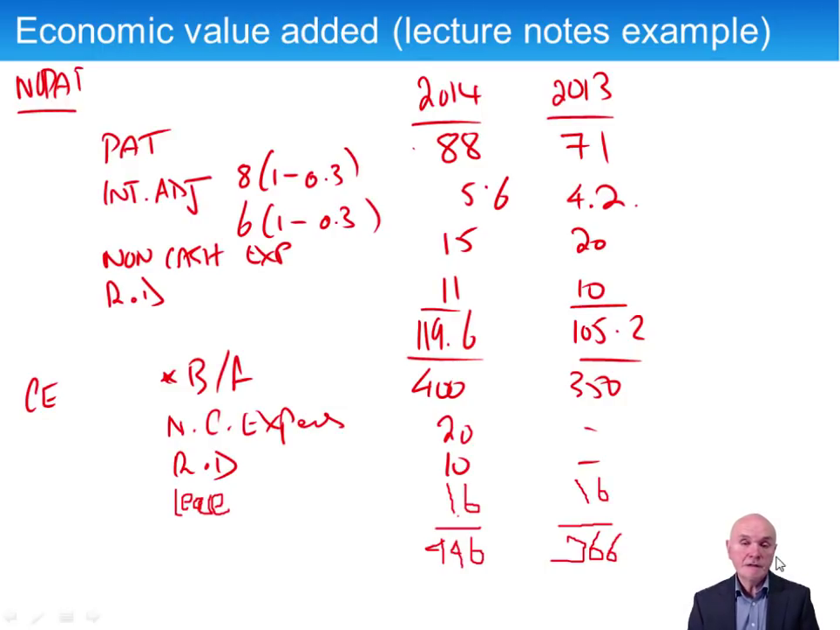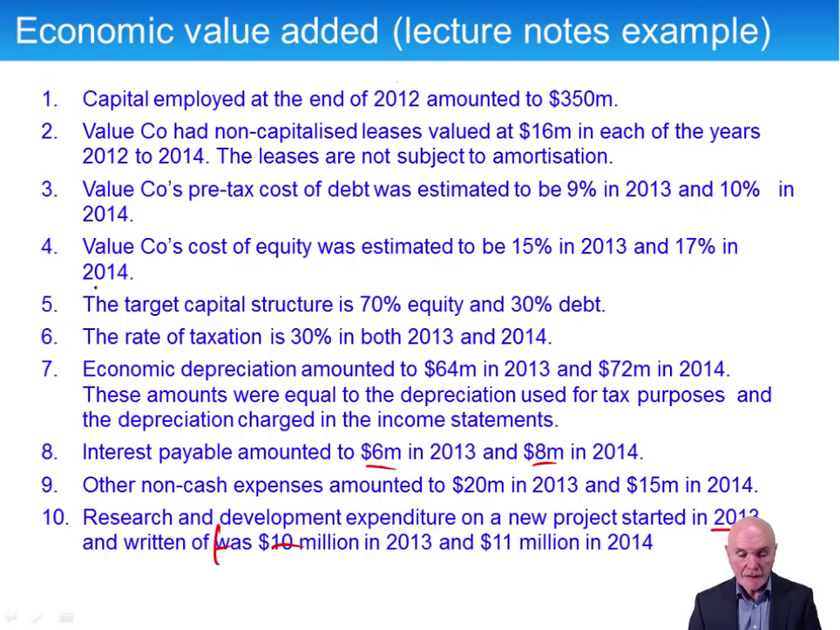What we have to do now is to work out the weighted average cost of capital, and the information was given back here. Here we have the debt, the equity, and the weighting, the mix of those two. So, weighted average cost of capital will be as follows for 2013. Debt at 9%, and debt is making up 30%. Equity at 15%, and equity is making up 70%. So 30 and 70. And we're dealing with 9 and 15.